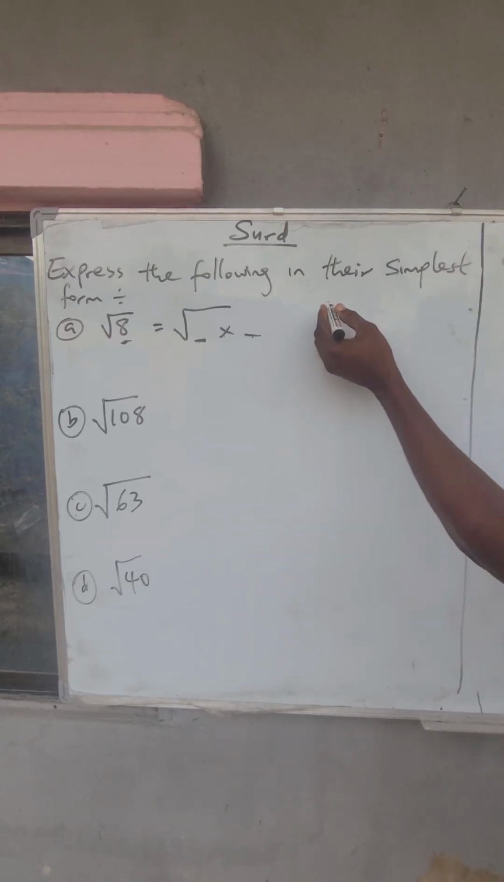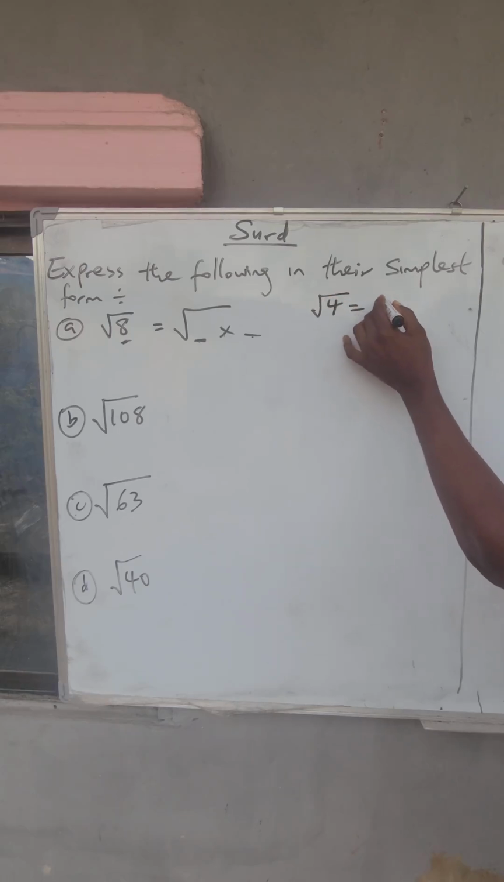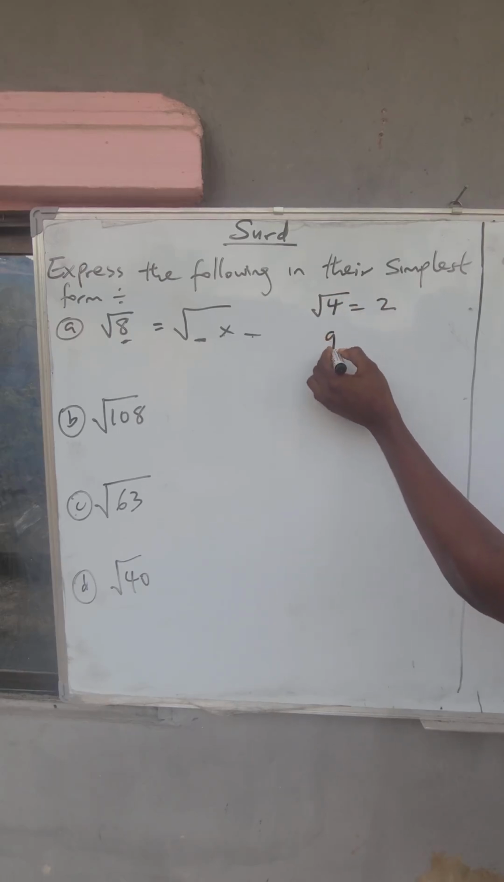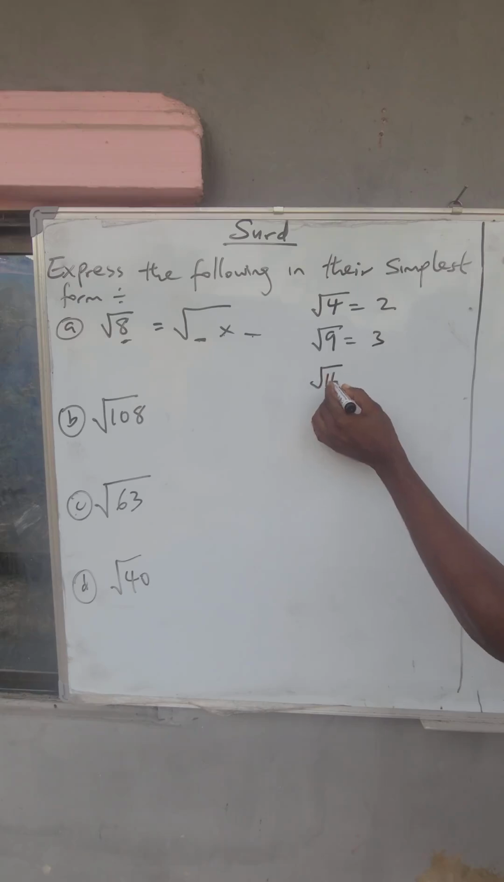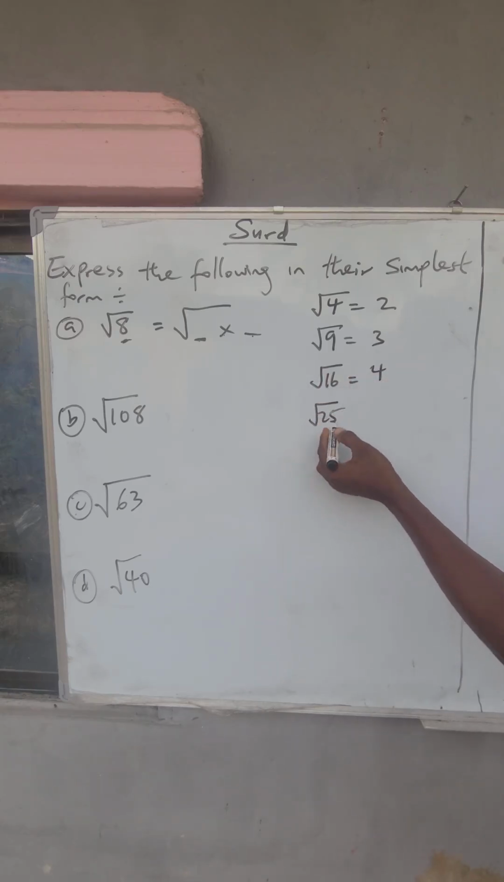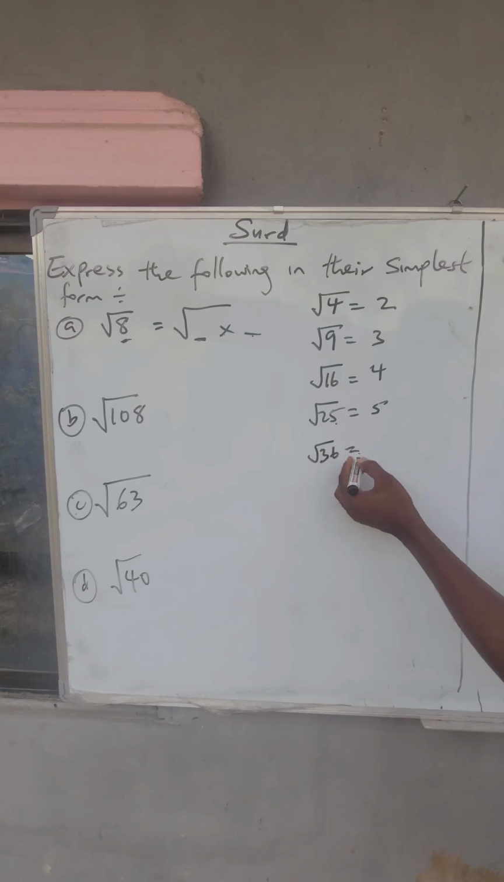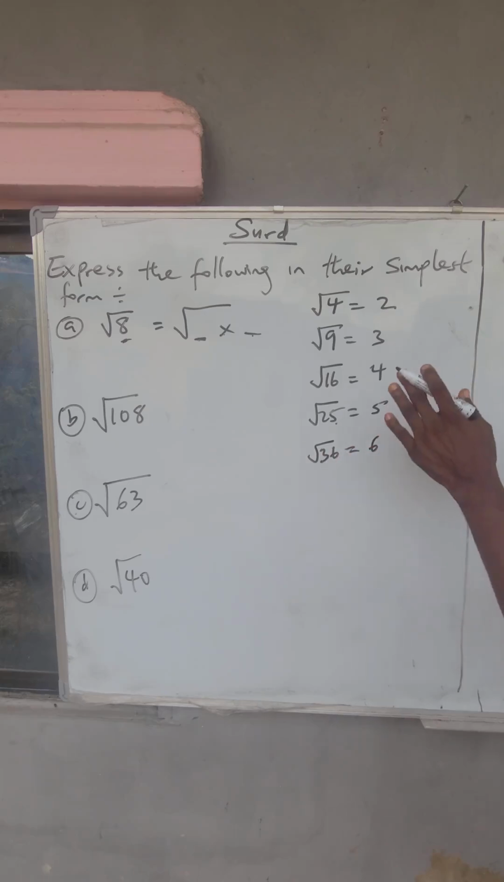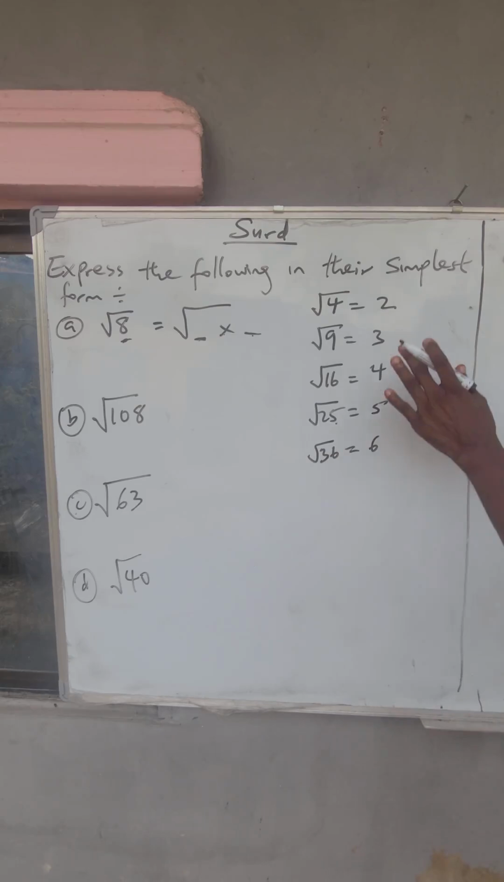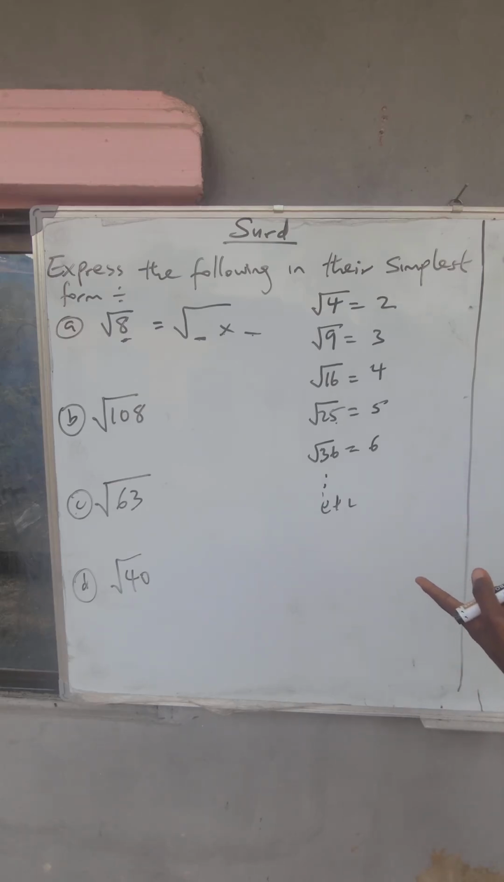4 is a perfect square, because when you take the square root of 4 you have 2. 9 is a perfect square. When you take the square root of 9 you have 3. 16 is a perfect square. When you take the square root of 16 you have 4. 25 is a perfect square. The square root of 25 is 5. 36 is a perfect square. The square root of 36 is 6. So these are perfect squares. When you take the square root, it gives you an integer or a whole number.